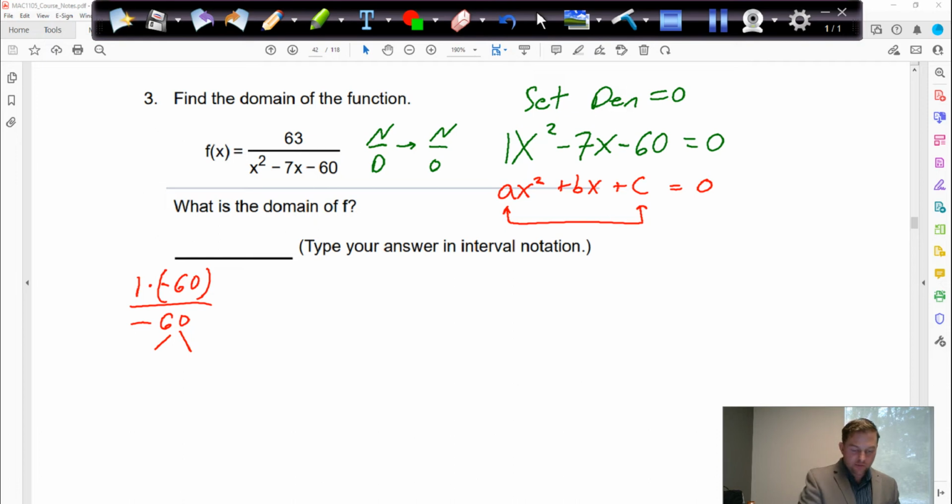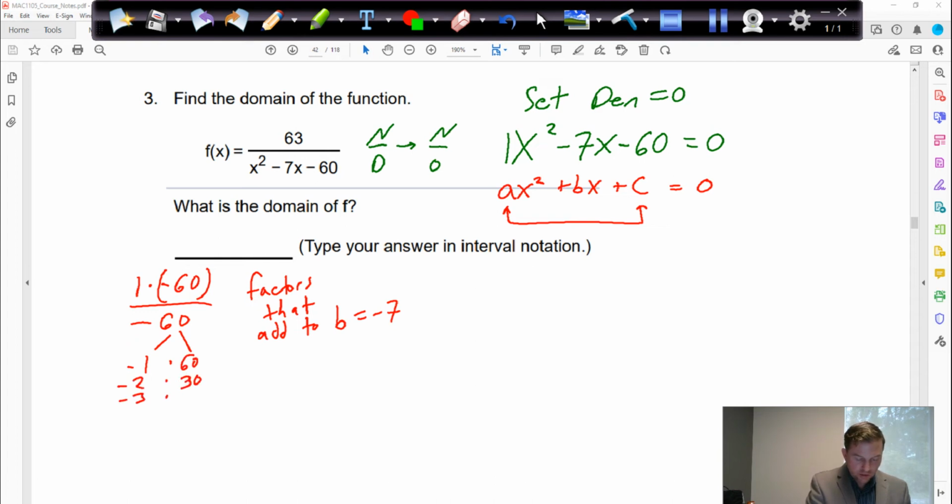So we want the factors of minus 60 that add to our b term, which in this case is negative 7. So we can start with minus 1 and 60. Let me just write all the factors here. Minus 2 and 30. Minus 3 and 20. Minus 4 and 15. Minus 5 and 12. Minus 6 and 10. Let's just stop there and see what that gets us.